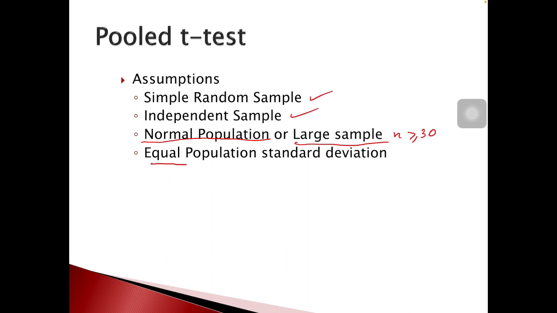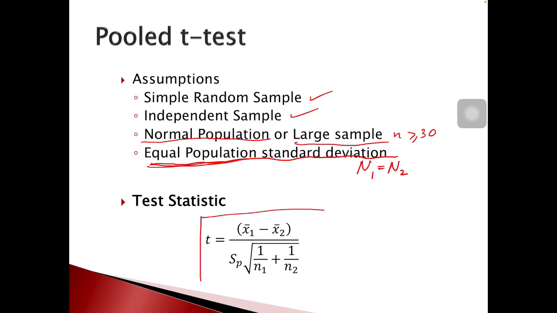Then we assume that we have standard deviations from equal populations. Clear? Which means capital N1 equals N2. If we have N1 and N2 populations, N1 equals N2. So again, the test statistic is this one, because we are considering our null hypothesis mu1 equals mu2 case.